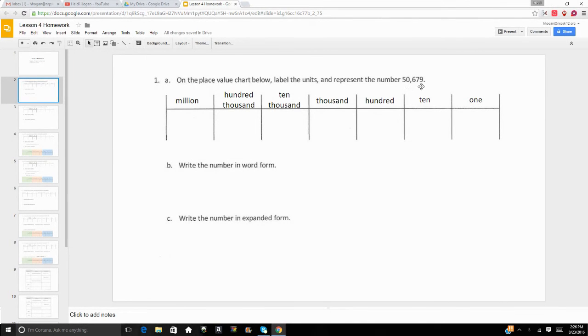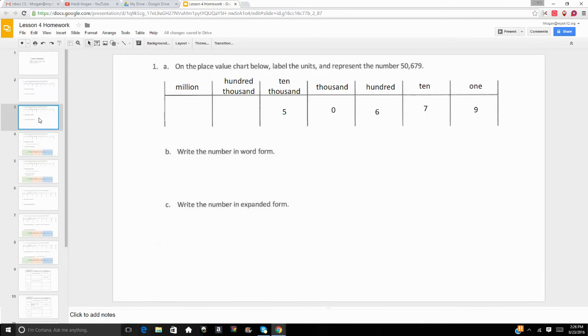So as we know, the commas help us because it breaks apart the periods, and it's ones, tens, hundreds, and then the thousands period. So 50,679. So first we're going to put it in the place value chart, and we can even start in the ones place. 9 in the ones place, 7 in the tens, 6 in the hundreds, 0 in the thousands, and 5 in the 10,000s. So 50,679.